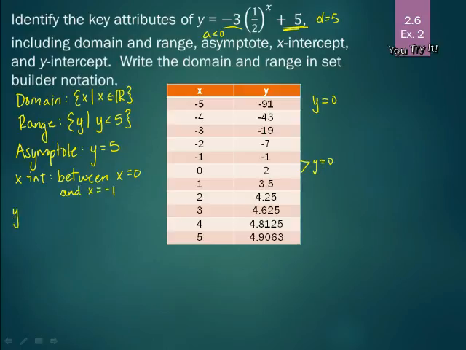And then our y-intercept is going to be when x equals 0. And so x equals 0 at 0, 2. And so our y-intercept will be 0, 2.